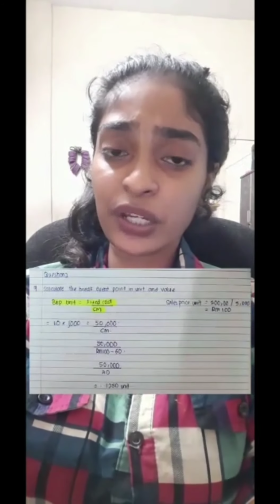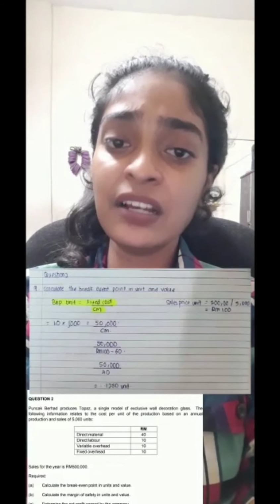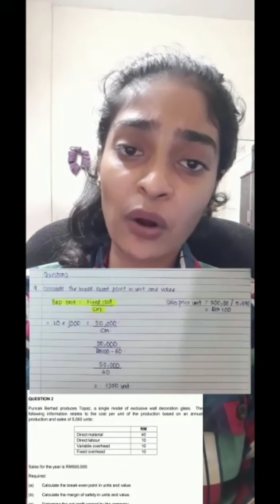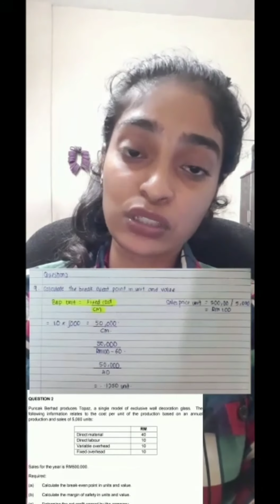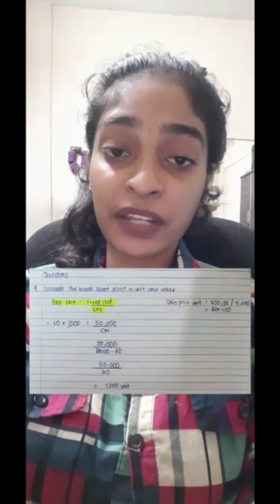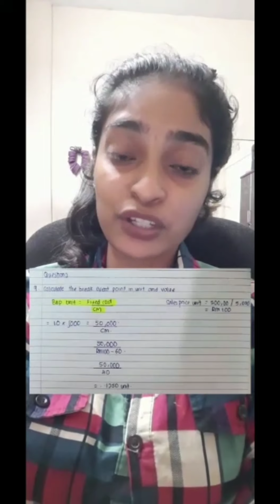On this question, it's quite tricky because they don't give the fixed cost directly. So we need to find it by 10 times 500, and we get the answer of 50,000. So our fixed cost is 50,000, and we divide by the contribution margin.